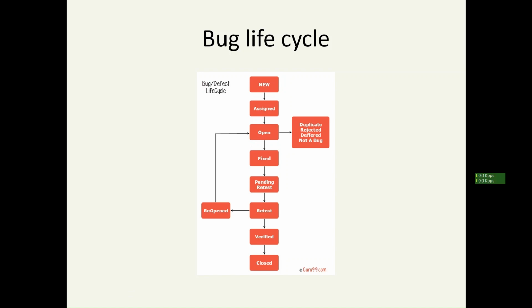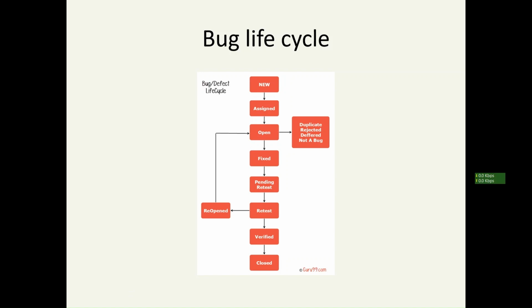So he is going to open the bug and check whether it's a duplicate bug, rejected bug, not a bug, or a deferred bug. Duplicate means the same bug was already posted, and again you are raising it. That is called as duplicate. Rejected bug means you are told it's not a valid bug. What you wrote is not valid, it's working, but you raised it wrongly.